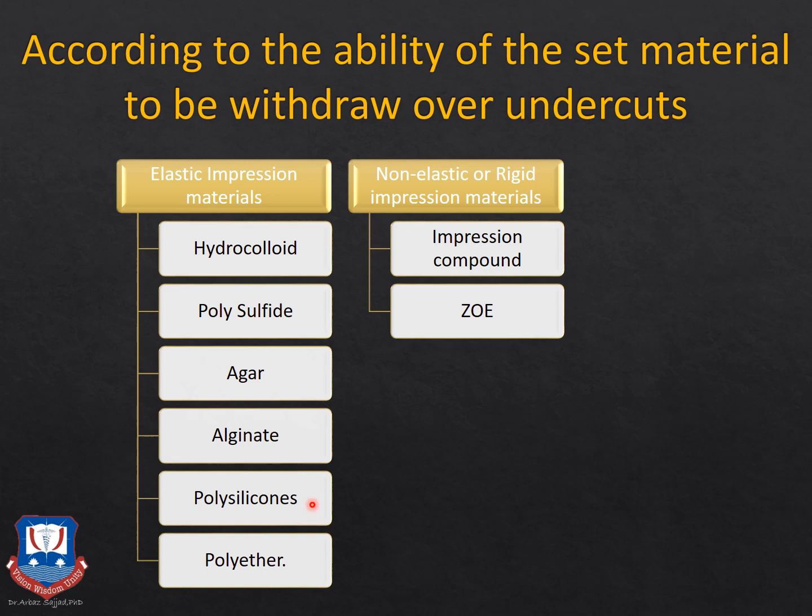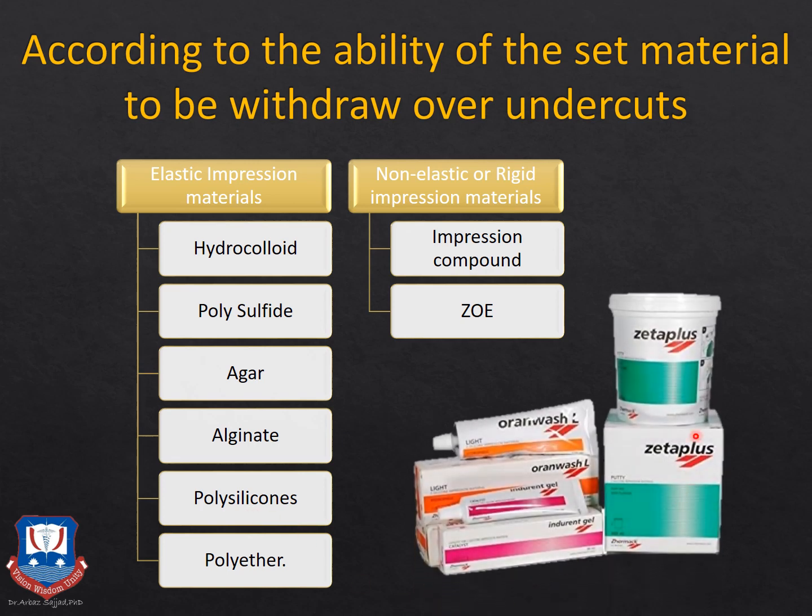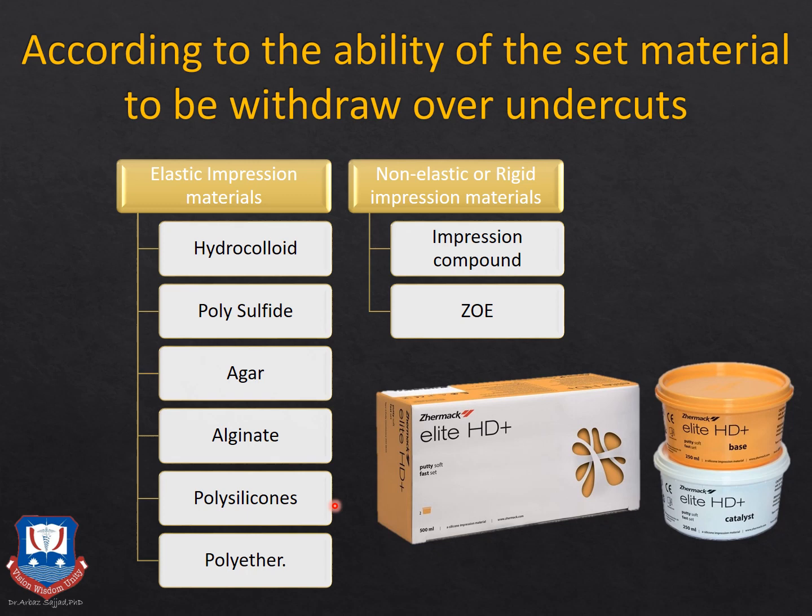And we have silicones, which are broadly categorized into two types. That is condensation silicone, of which you can see an example is the Zeta Plus putty, and the Ora Wash, which is a light body condensation silicone material. And this red tube, what you see, is the catalyst, which is used for both the putty and the light body to activate them. And the other type of silicone material is addition silicone. So this is again Elite HD, which is a putty, and this is what we use currently in our department.